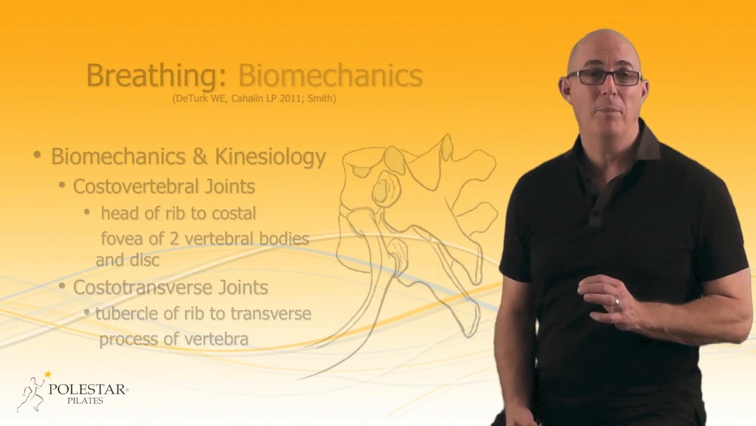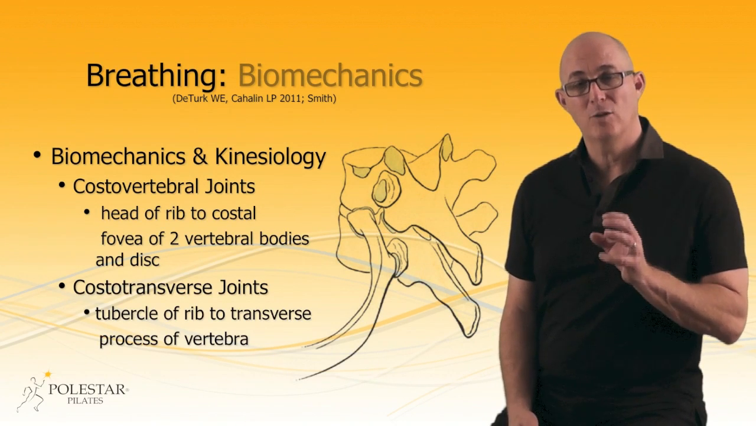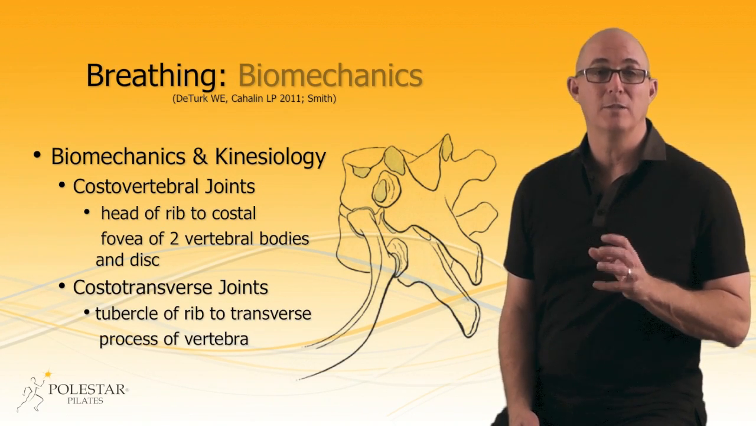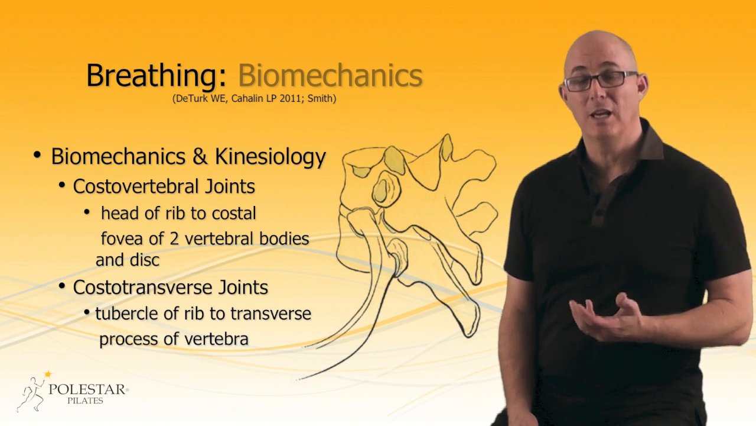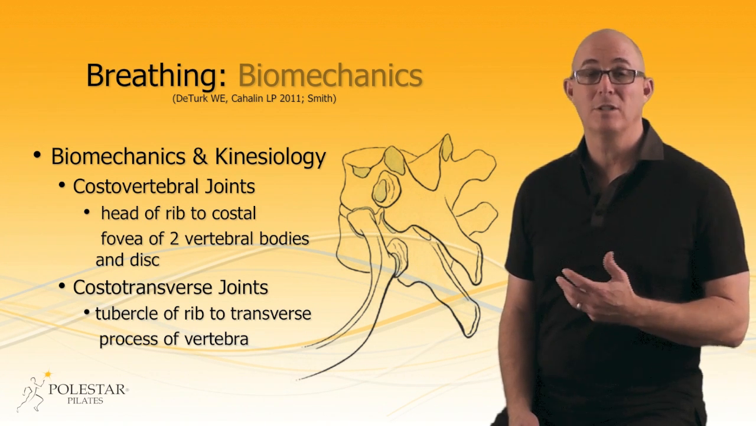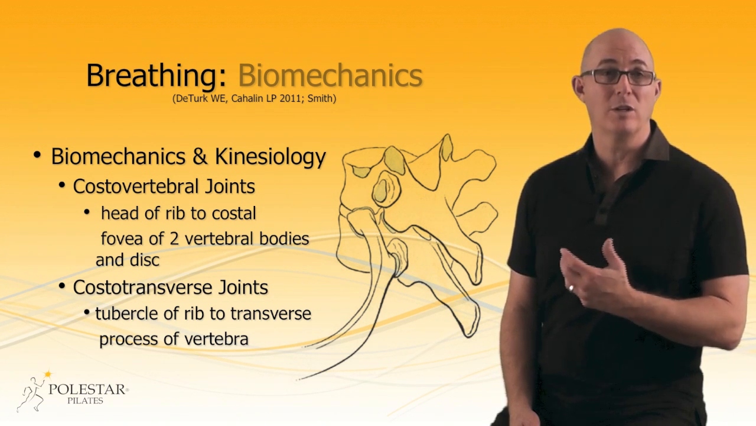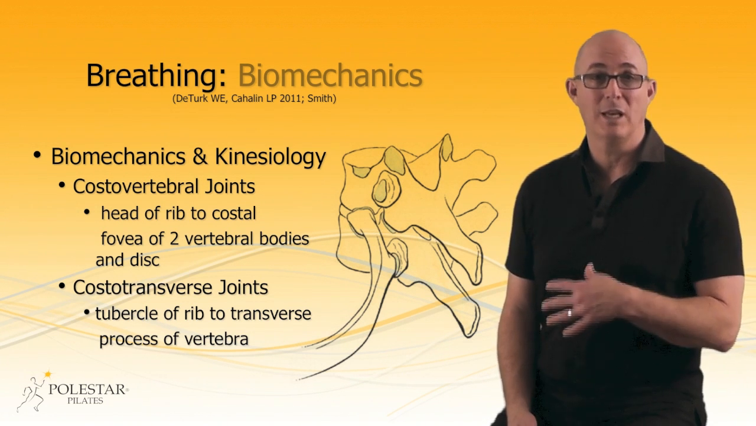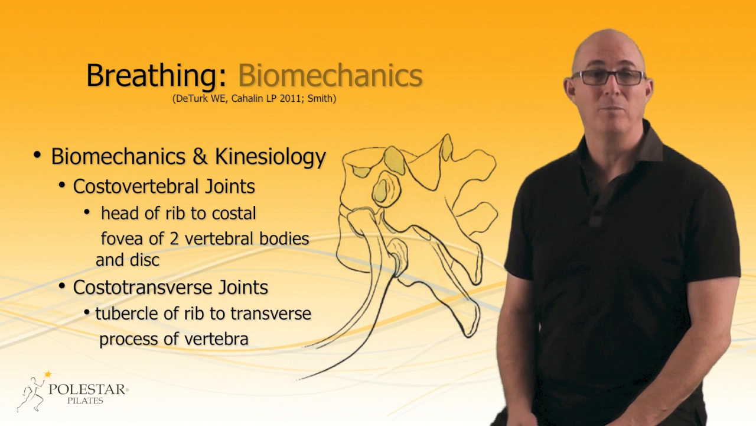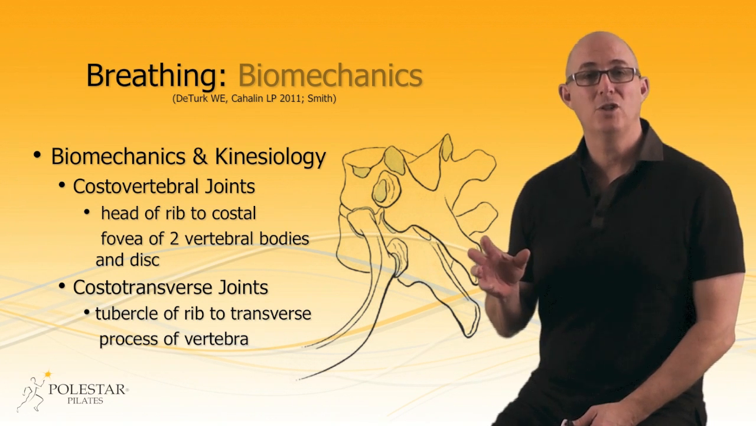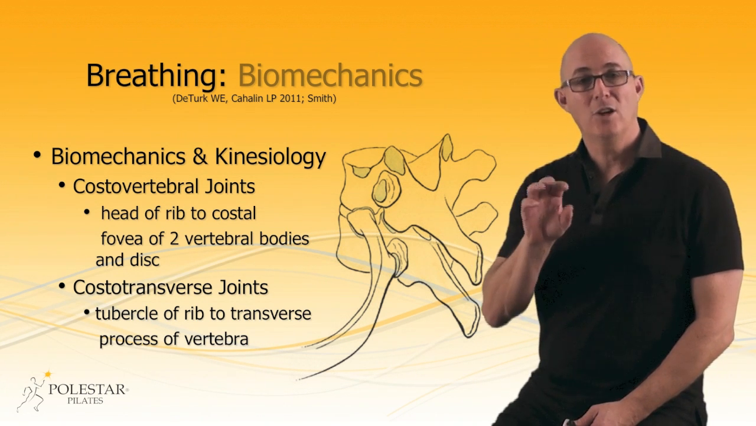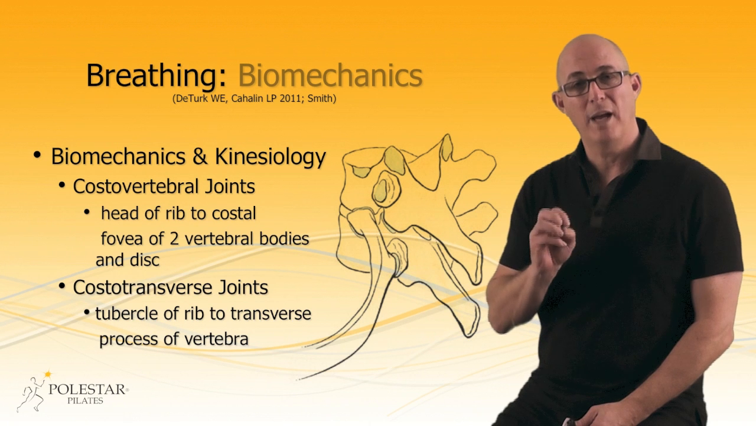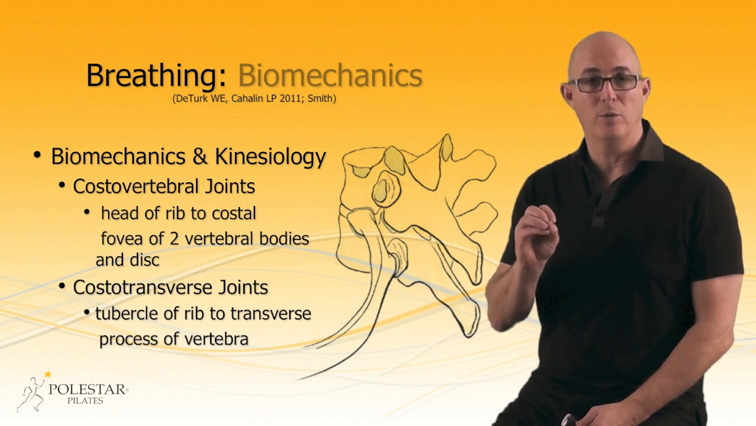I want to talk a little bit in depth about how the biomechanics, or the movement, of these joints and these bones actually facilitate not only breath, but also proper movement and posture and organization of all of our movement in our body as it pertains to the pelvis, the arms and the spine. Let's start off with the relationship between the costovertebral joint, so where the rib actually articulates with the vertebrae.